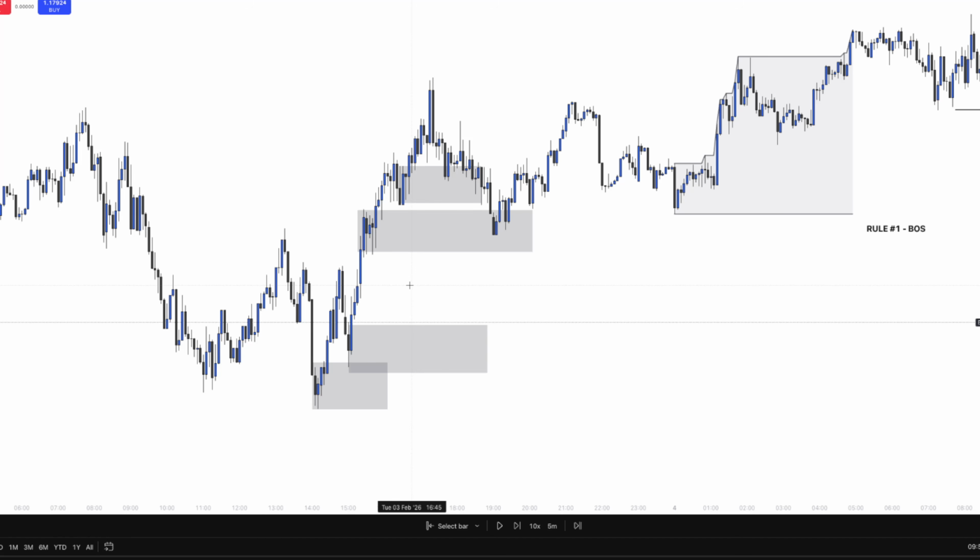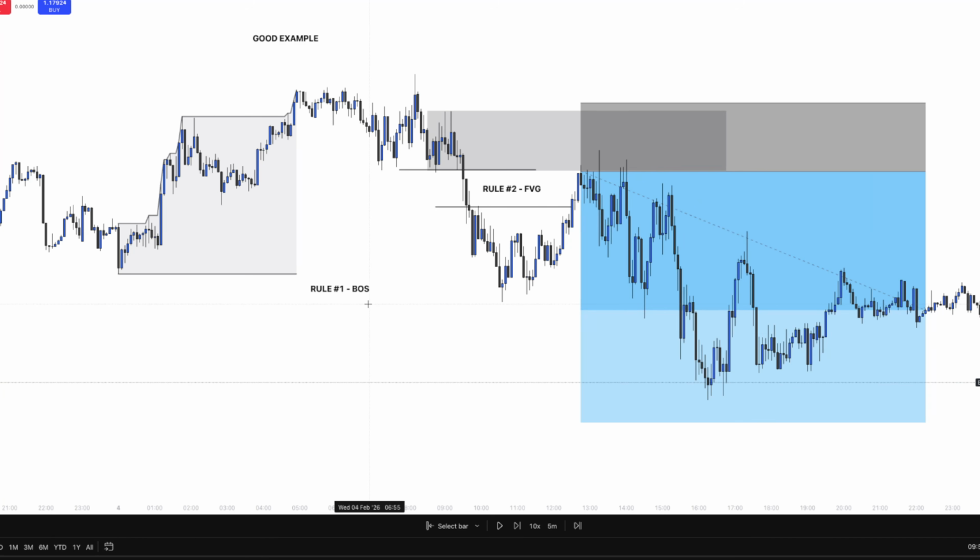How many actually worked? Well, the one at the bottom did. This one was completely missed. This one actually touched. This one would have led into a loss. So it just proves to you that with the amount of volume and frequency of order blocks that we see in the markets, we don't want to be entering every single one. So how are we going to pick the best ones in the market?